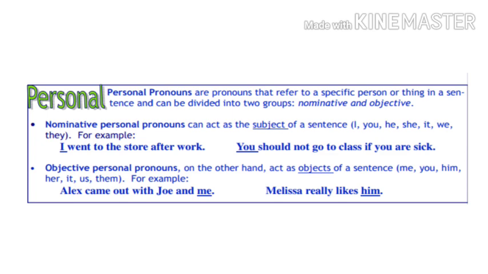I have an example for you. In fact, two examples for you. I went to the store after work. In this sentence, as you can see, I have underlined I. Now what does I mean?